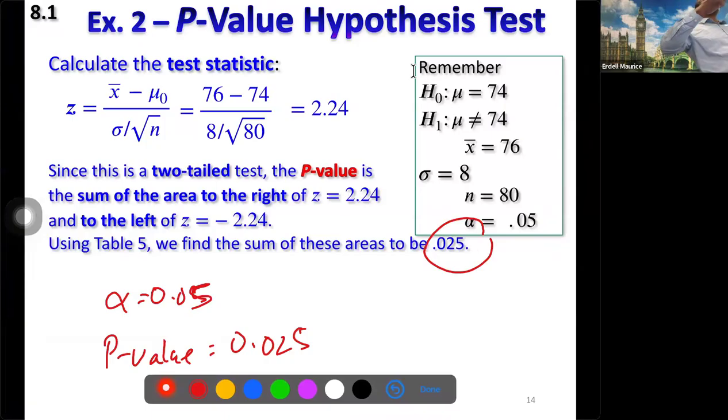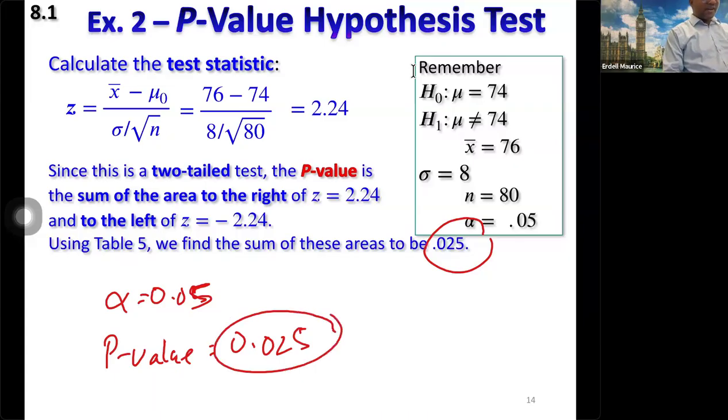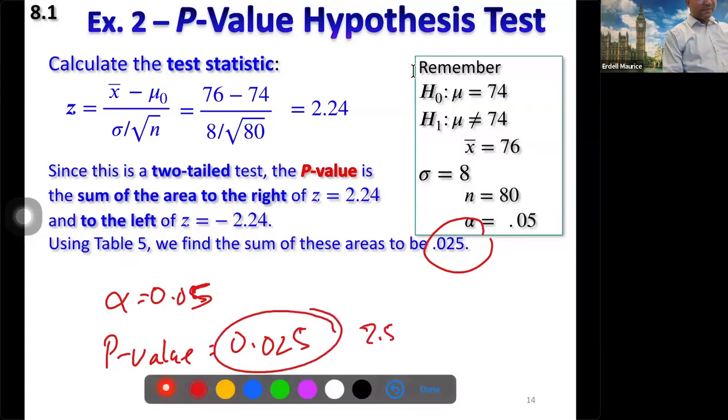Which one is fail, which one is not fail to reject? Which one? All right, let me give you a hint. There is a 2.5% chance that the null is true. Should I stick with the null? No, it doesn't make sense, right?